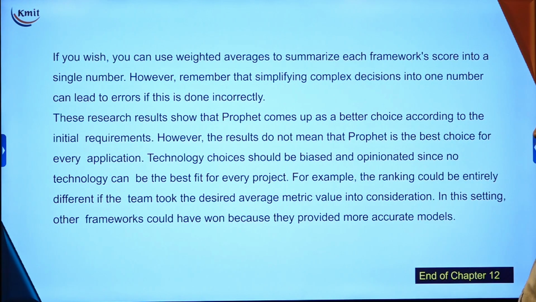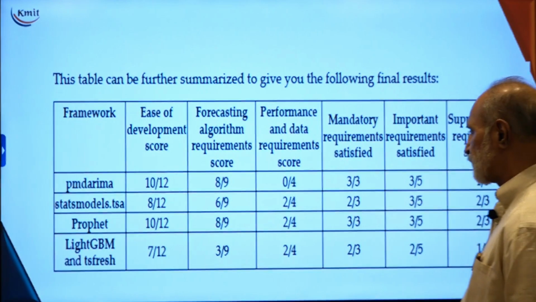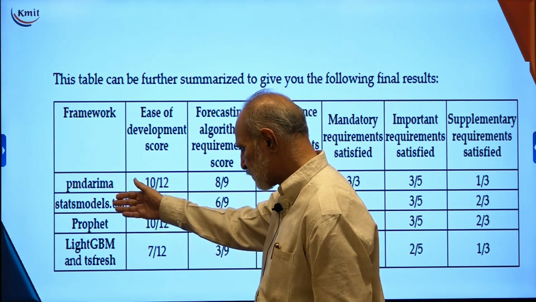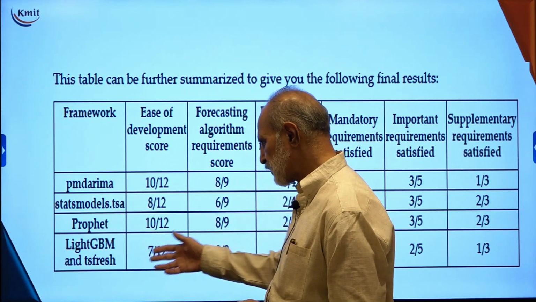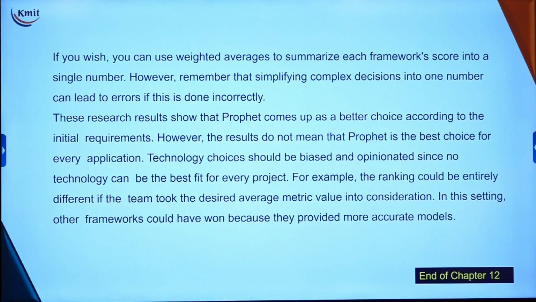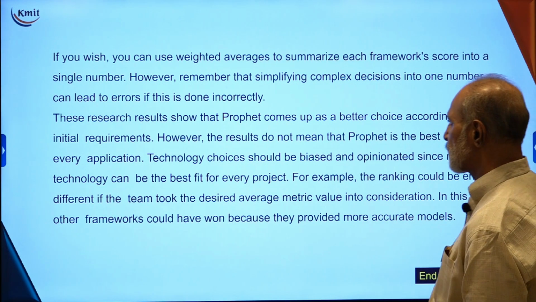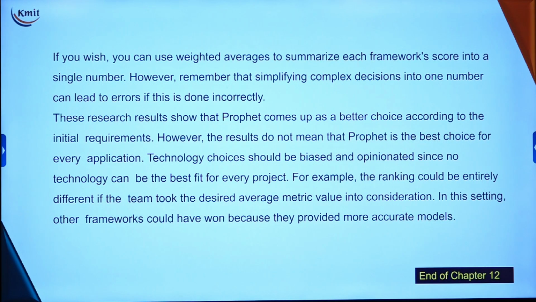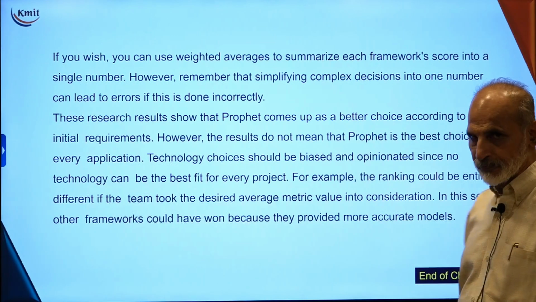Okay, so we can also use a weighted average if you want. For example, if I give more weightage to pmdarima, I can use a statistical model, or I can use another model, I can use a weighted average too. So this gives me a complete picture about the different technological tools and stacks available. If you wish, you can use a weighted average to summarize each framework's score into a single number. However, remember that simplifying a complex decision into one number can lead to errors if not done carefully.